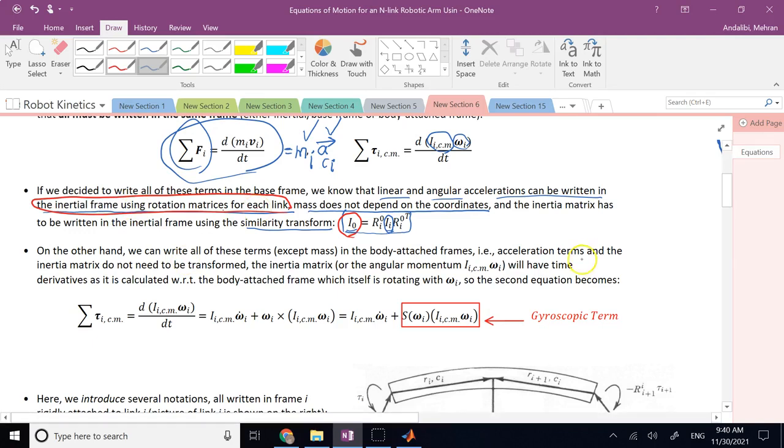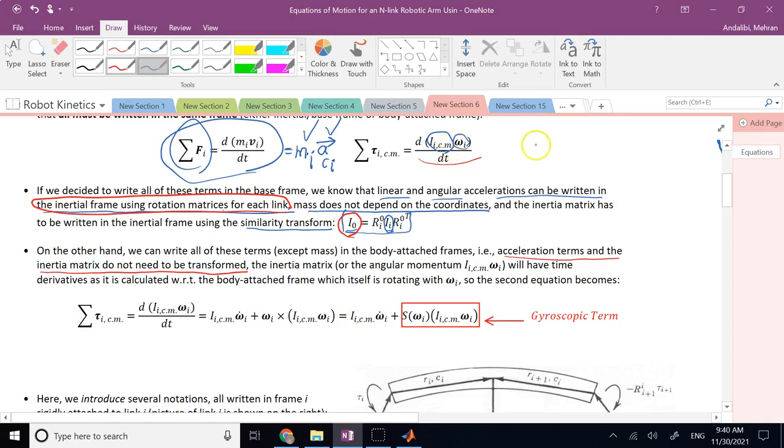Okay, so I mentioned that for you, that the acceleration terms and the inertia matrix do not need to be transformed. Instead, you might say, well, that's perfect. Nothing needs to be transformed. The mass never needs to be transformed. V, omega, A, nothing has to be transformed. That's right, but there is one caveat here. What is the caveat? The caveat is here when you take time derivative.